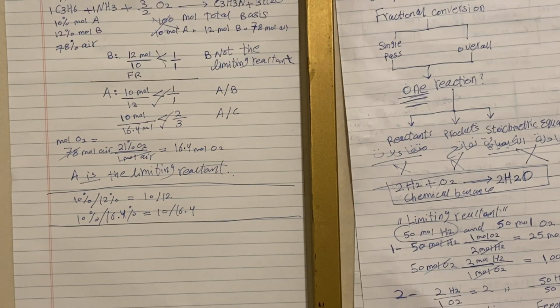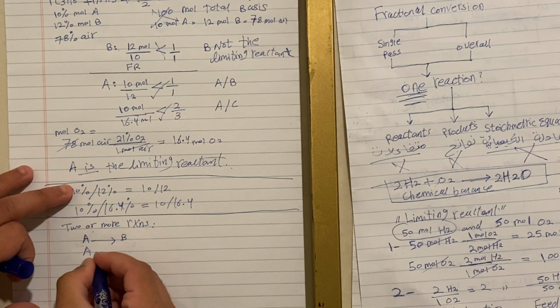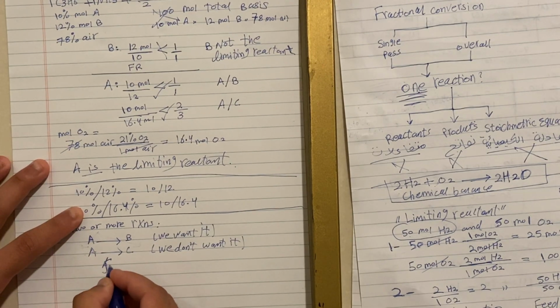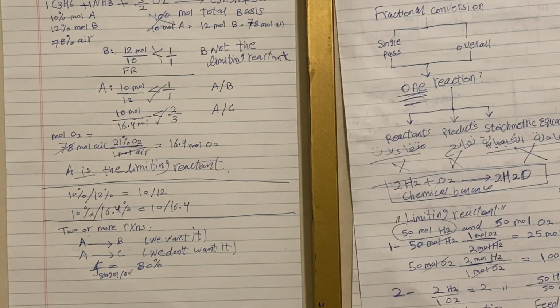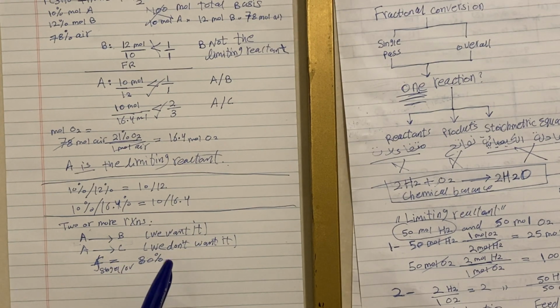What if we have 2 or more reactions? If you have A, it will produce B, and you have A, it will produce C. And you are told that the conversion, the fractional conversion, single pass or overall, I don't care, is 80%. Then 80% of what? Is it 80% of A consumed to make B, which is what we want, or 80% of A consumed to make C, which is what we don't want? It's confusing. Conversion will not help you when you have 2 or more reactions.